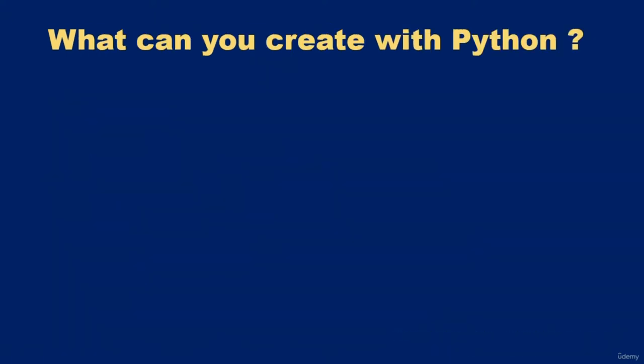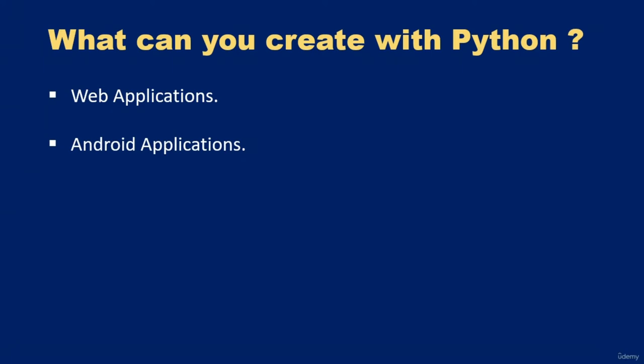Let's take a look at a list of application types you can create with Python. Web applications. These are applications you can access using a web browser. Android applications. These are applications that run on Android devices like Android phones and tablets. Games. You can create various types of games with Python. Scientific applications. You can create various types of scientific applications with Python.